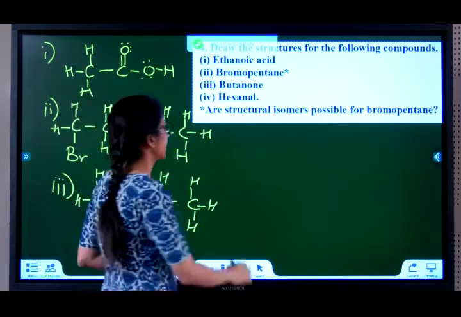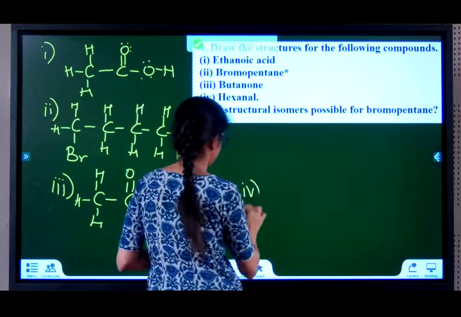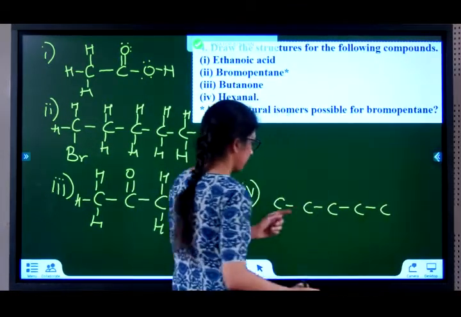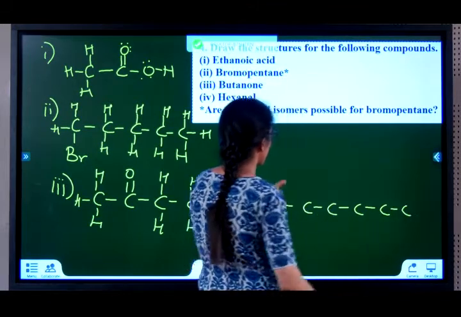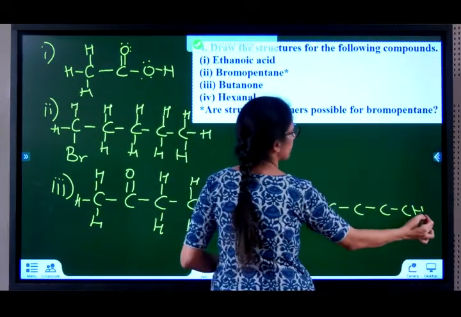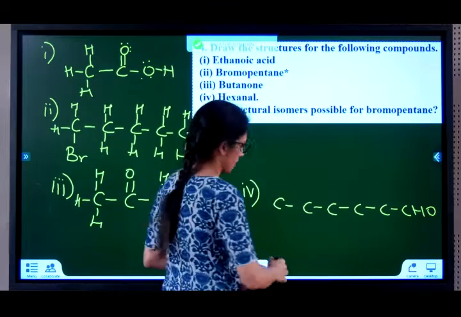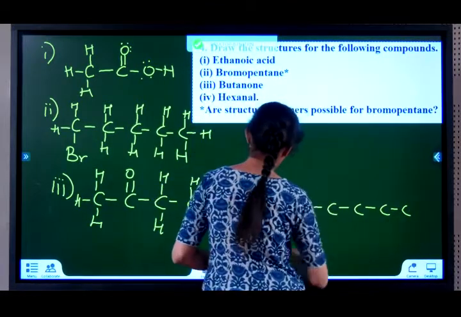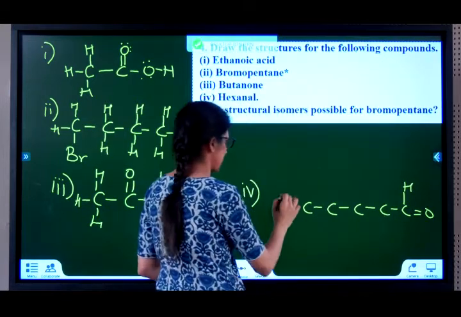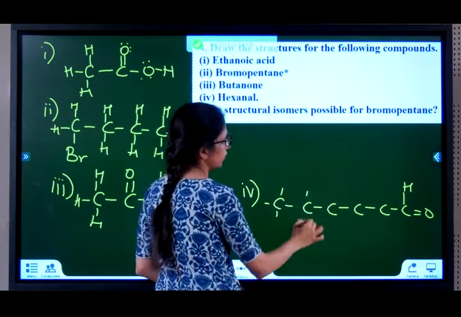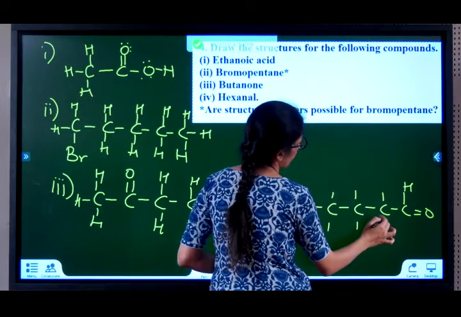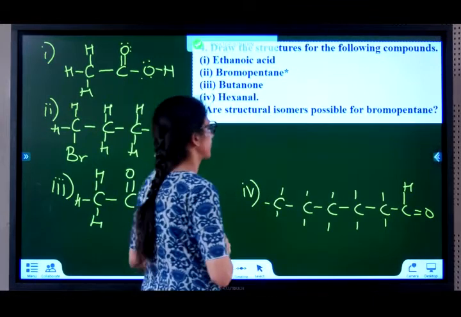Next, hexanal. So take 6 carbon atoms. 1, 2, 3, 4, 5, 6. Al is aldehyde. One of the carbons itself is the aldehyde. I will choose this to be my aldehyde, CHO. Expand it because they've asked the structure. Now put the remaining H's. Here it's already satisfied.